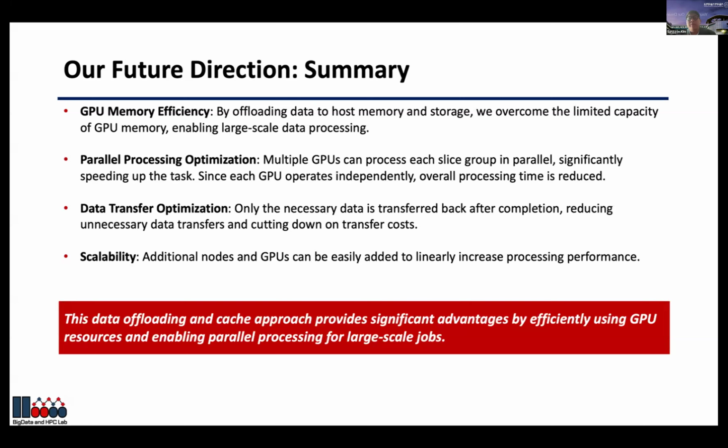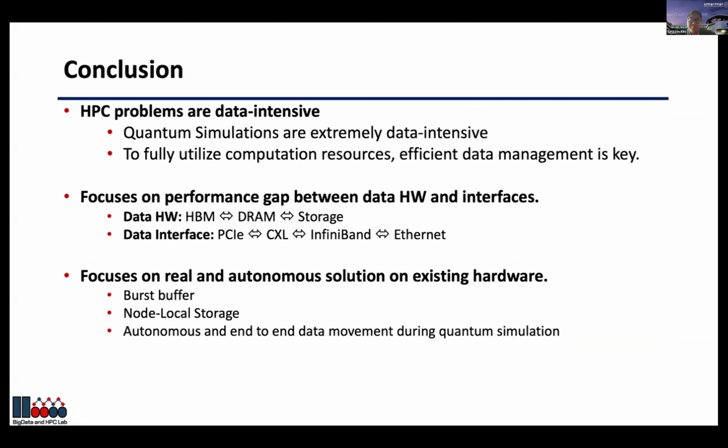So in summary, what we aim to do is optimize the overall GPU efficiency, or overall simulation efficiency, by offloading data from the host memory to the storage. Based on our analysis, we know that this is an ongoing problem for the entire HPC system, but it is a more specific problem for quantum simulation, where the data size is extremely large, and we will optimize the parallel processing, data transfer, and also the scalability.